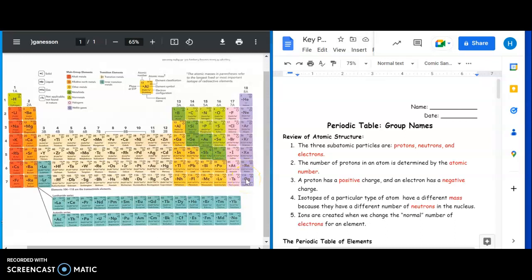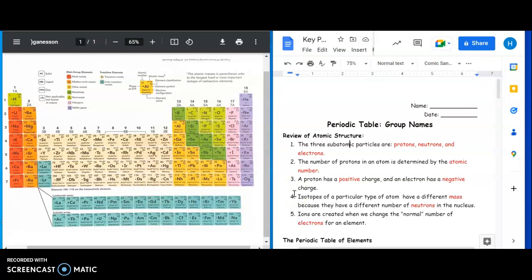A proton has a positive charge, an electron has a negative charge. Therefore, if we have that neutral atom, even numbers of the two will cancel each other out and make for a neutral atom. Number 4, isotopes of a particular type of atom have a different mass because they have a different number of neutrons in the nucleus.